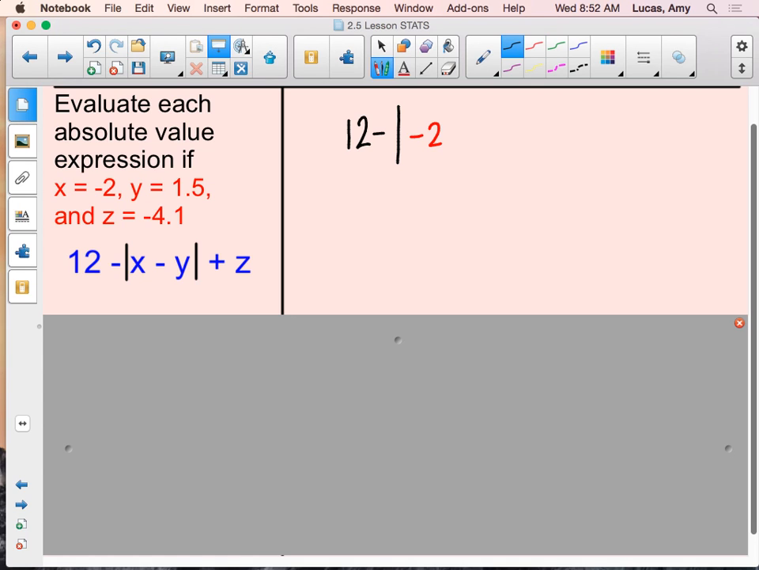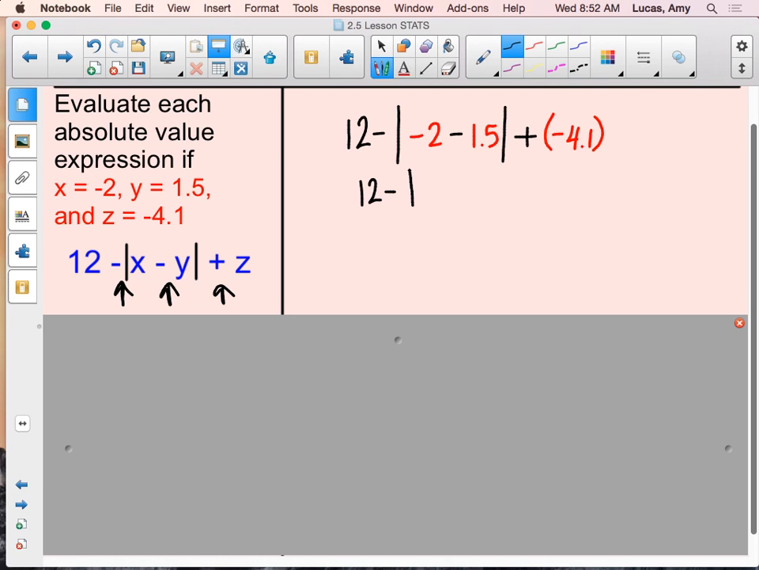So first plug in your numbers. So 12 minus, and then I've got x minus y, and then plus z. And I'm trying to be really careful when I plug them in and just show you in red that I've got the value -2 for x, 1.5 for y, and -4.1 for z. Because the signs that are in the problem for the operations, like the minuses and the pluses, I'm leaving those in black so that you're hopefully not getting confused about how many negatives there are and where they're at.